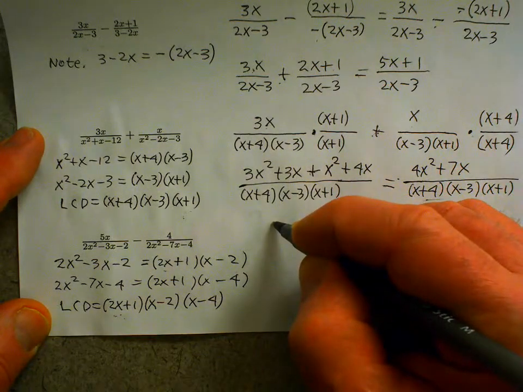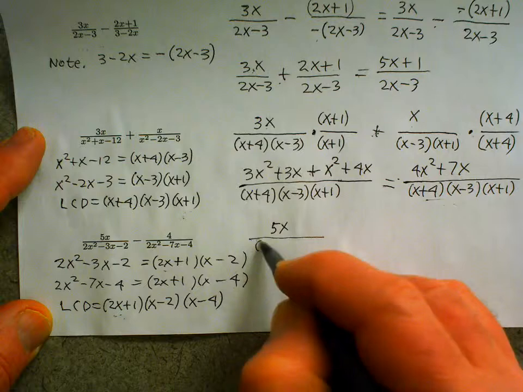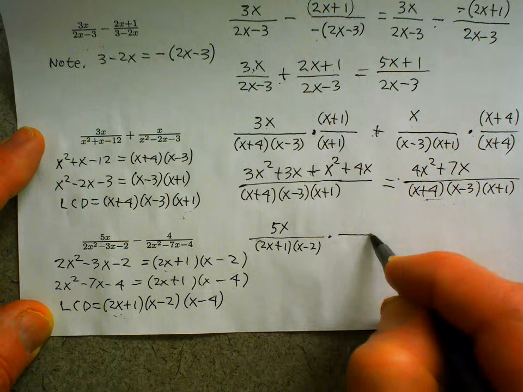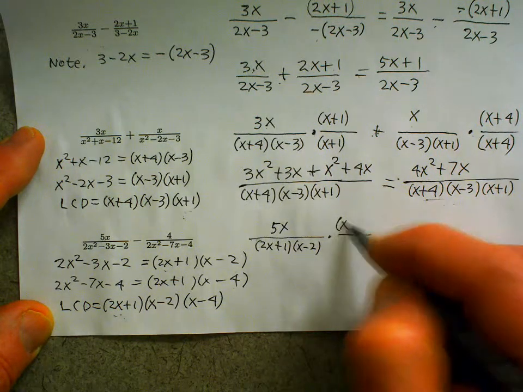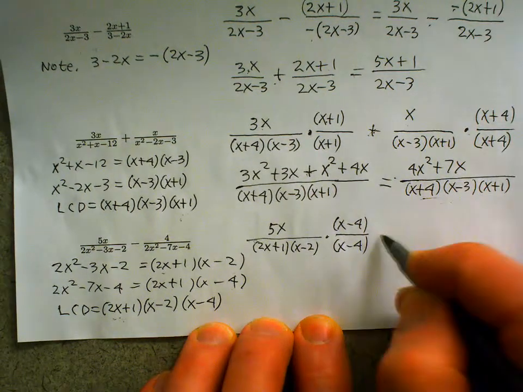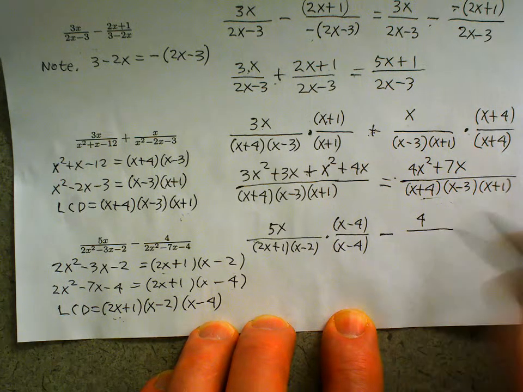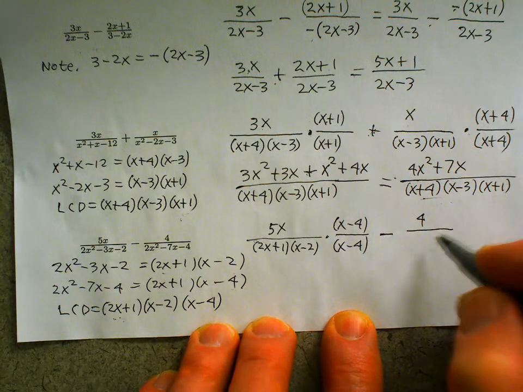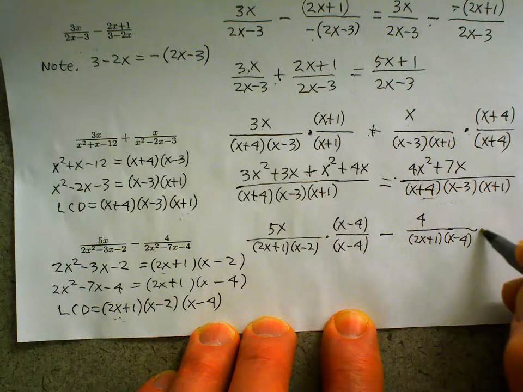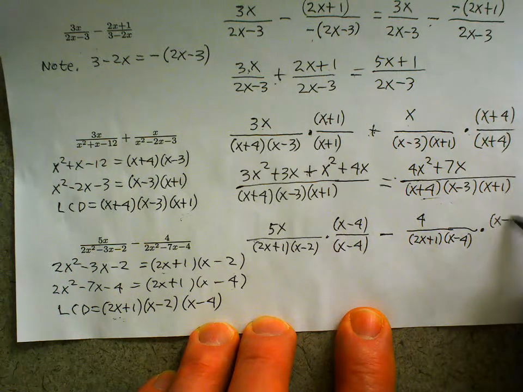Okay, so we're going to multiply 5x over 2x plus 1 times x minus 2. We're going to multiply this by 1 in the form x minus 4 over x minus 4. And then subtract the other one. We have 4 over 2x plus 1 times x minus 4. This time we're going to multiply by 1 in the form x minus 2 over x minus 2.